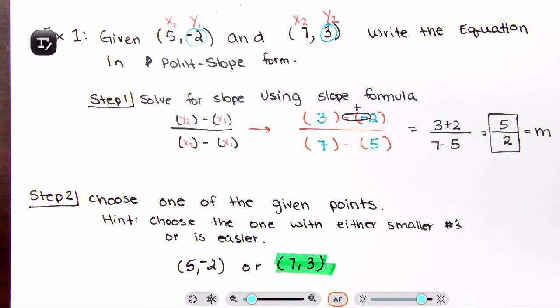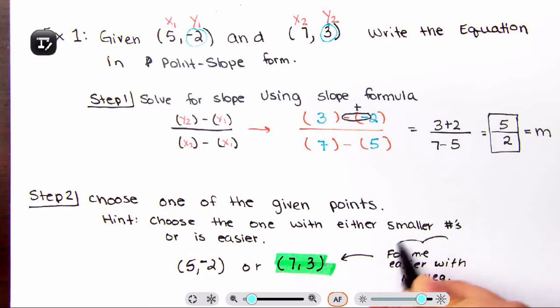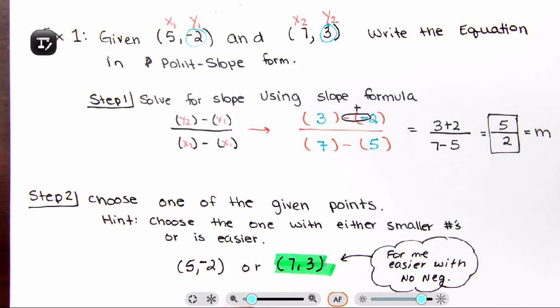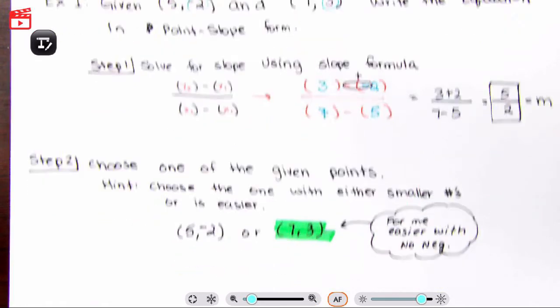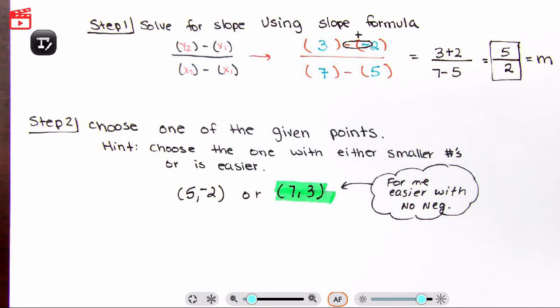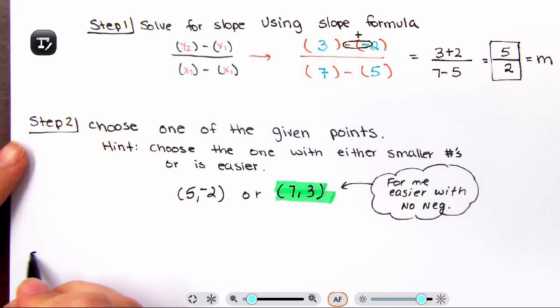Why am I going to choose this one? Because for me it is easier with no negatives. If you wanted to choose 5 and -2, you can because the numbers are smaller. But for me, I'm choosing the point that doesn't have a negative. Now, once you select your point, you're going to move on to step number 3.